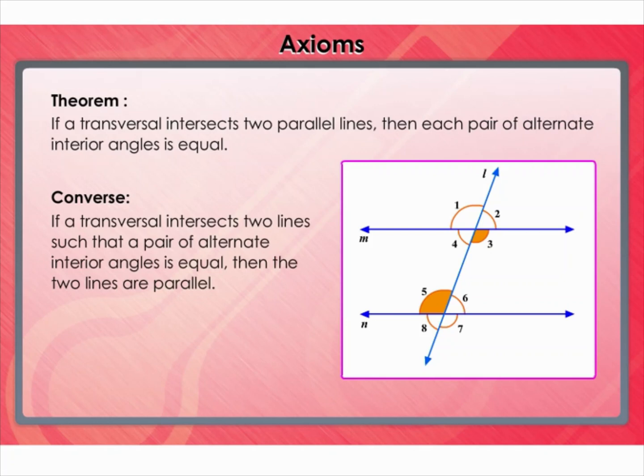The converse of the above theorem is also true, which states if a transversal intersects two lines such that a pair of alternate interior angles is equal, then the two lines are parallel.